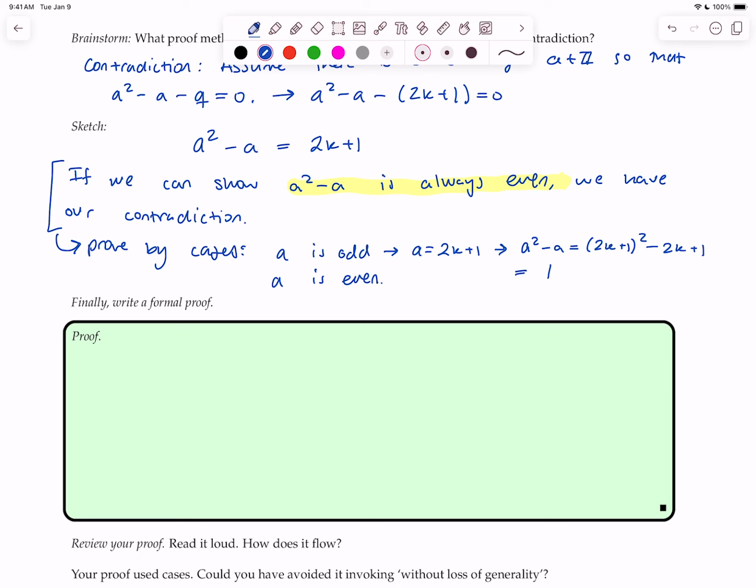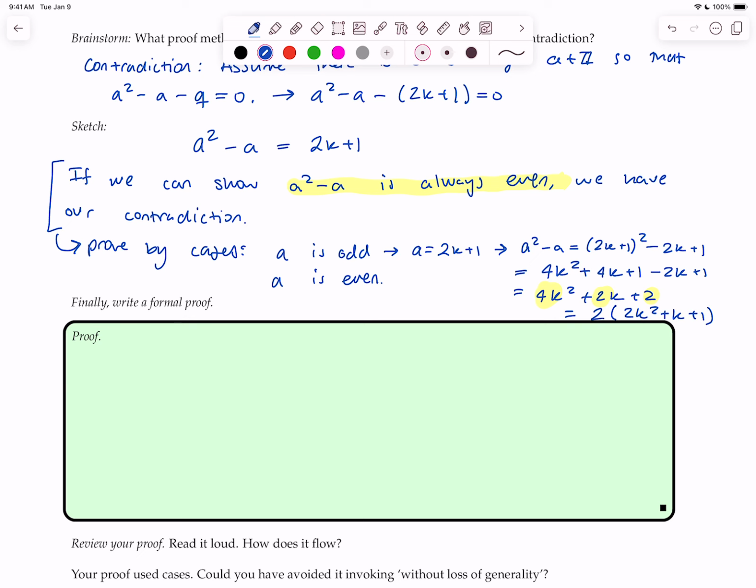And then what's that going to be? It's going to be 4k squared plus 4k plus 1 minus 2k plus 1. Okay, let's combine some things. So we get 4k squared plus 2k plus 2. Oh, this looks really good because now we've got a 2 in each of these terms. I can pull it out. I get 2 times 2k squared plus k plus 1. This is good. I got 2 times the integer.